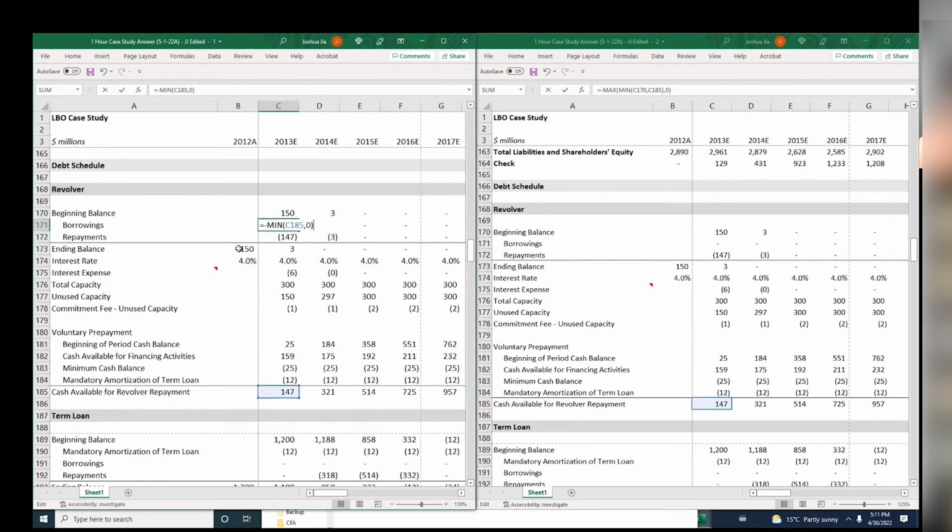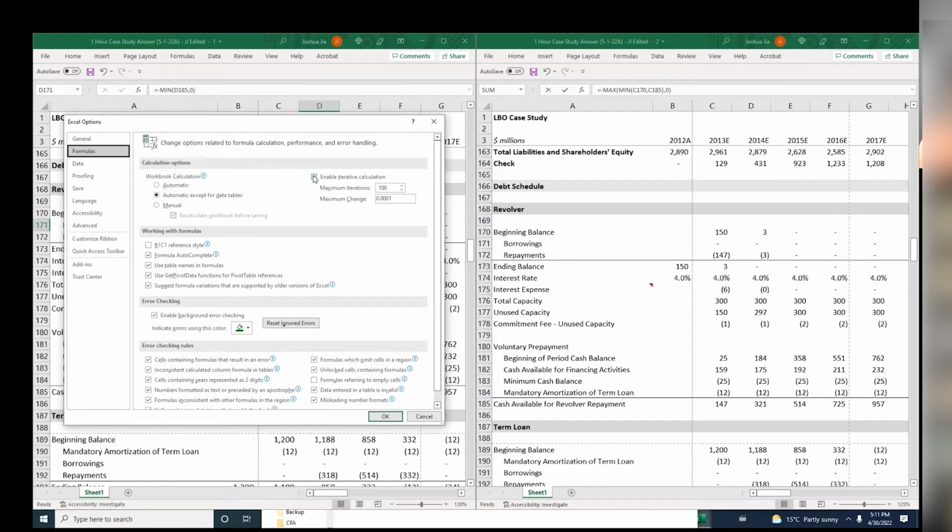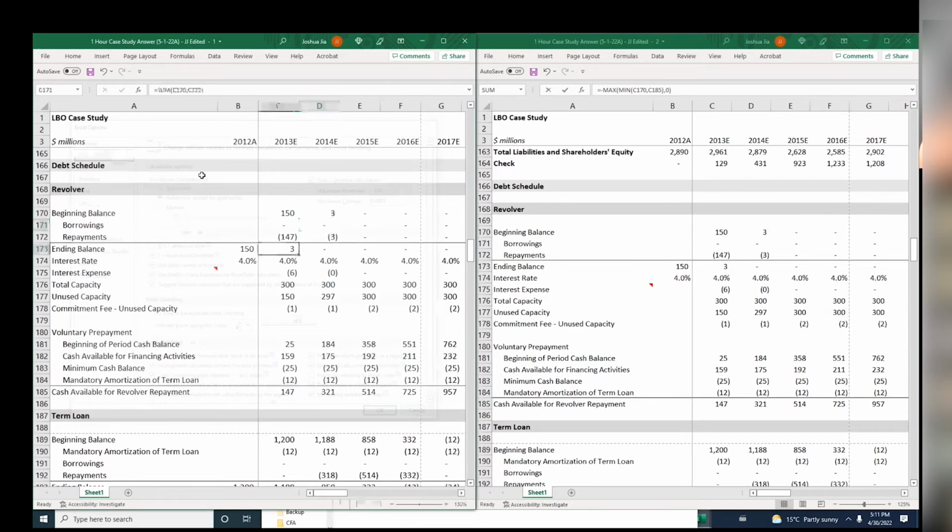This is a circular reference, by the way. So you've got to make sure you've enabled iterative calculations in your Excel options. Okay. In this case, interest is pretty easy to calculate. In this situation, I just took the beginning balance. Actually, the case study specifically said to use average balance, so that was just a shortcut I took. This prevents the model from being circular.